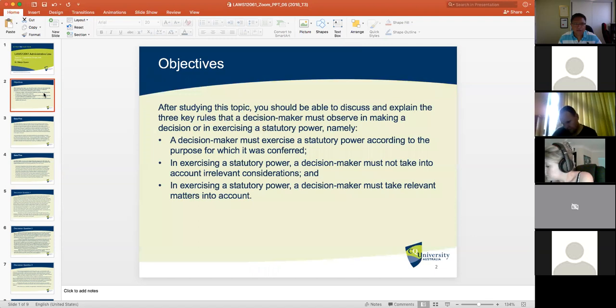So tonight, after studying this topic, you should be able to discuss and explain the 3 key rules that a decision maker must observe in making a decision or in exercising a statutory power. Namely, a decision maker must exercise a statutory power according to the purpose for which it was conferred. In exercising a statutory power, a decision maker must not take into account irrelevant considerations. And in exercising a statutory power, a decision maker must take relevant matters into account.